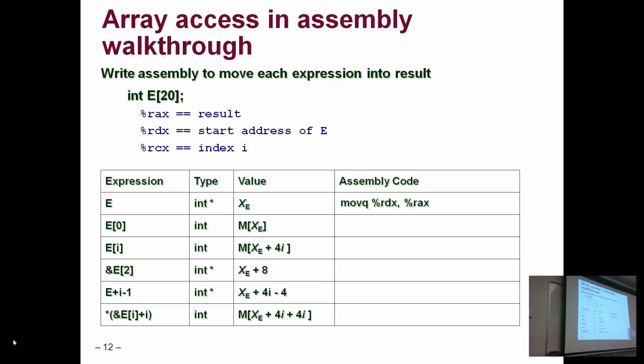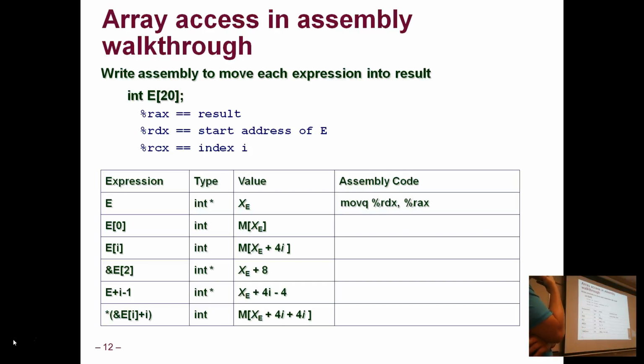I'm confused about the entire... What are we doing? We are writing the assembly to move each one of these expressions into the result, and the result, we're saying, is in RAX. Sorry. Yeah. So E of 0 is an integer. It's the very first integer in this array. You're going to go into the memory location of E, pull that data from that location, and move it into RAX.